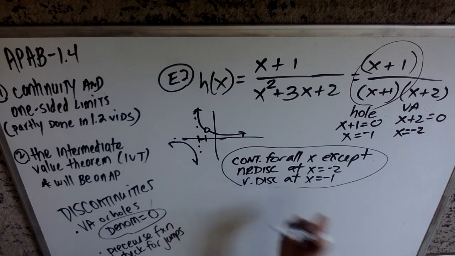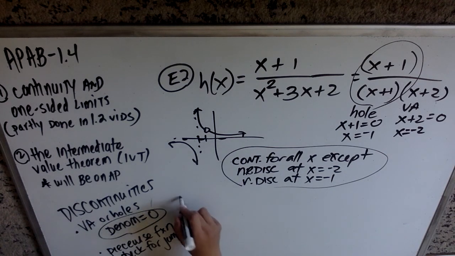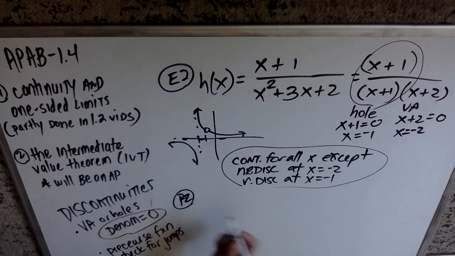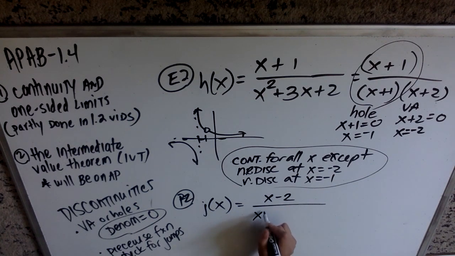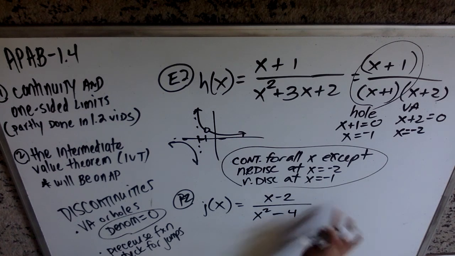I list the places I have problems. I say whether they are removable or non-removable. I'm going to give you a P2 to try that's similar. So let's see, we'll do j of x equals (x minus 2) over (x squared minus 4), okay? So there you go. Give this a try on your own. Pause me if you want, and I'm going to go ahead and do the problem.